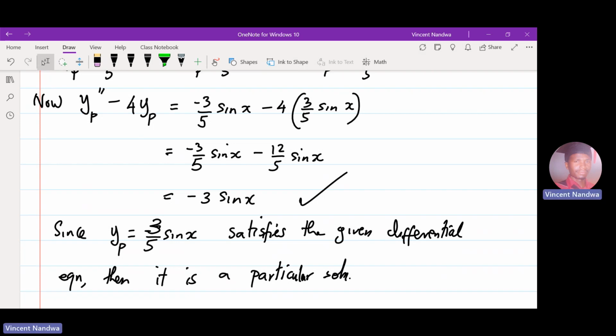So what happens in the method of undetermined coefficients is to find this particular solution to a particular non-homogeneous differential equation. And then once we have the particular solution, we add it to the homogeneous solution to get the general solution of the whole non-homogeneous equation.